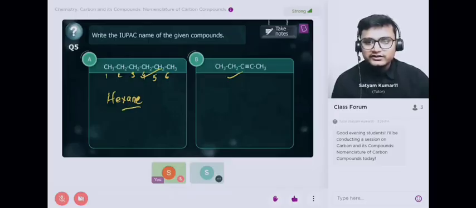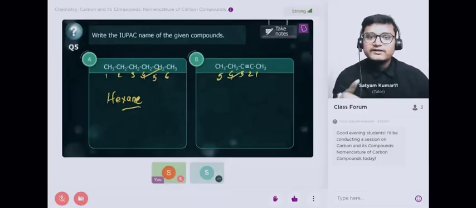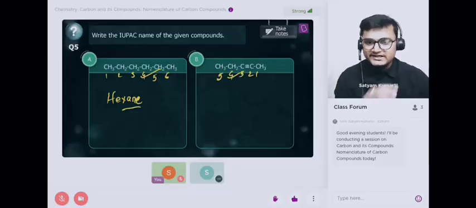So if you do it from here, we are getting this triple bond at the second carbon. So we have to see the lowest number. So it's going to be like this: 1, 2, 3, 4, 5. Okay. So 5 means the word root is going to be what? It is going to be pent. Okay. The word root is going to be pent.